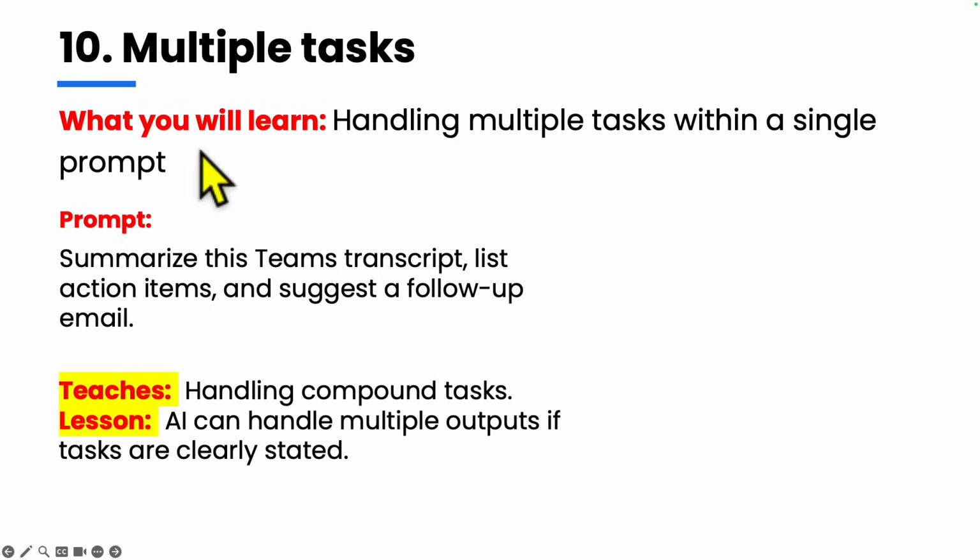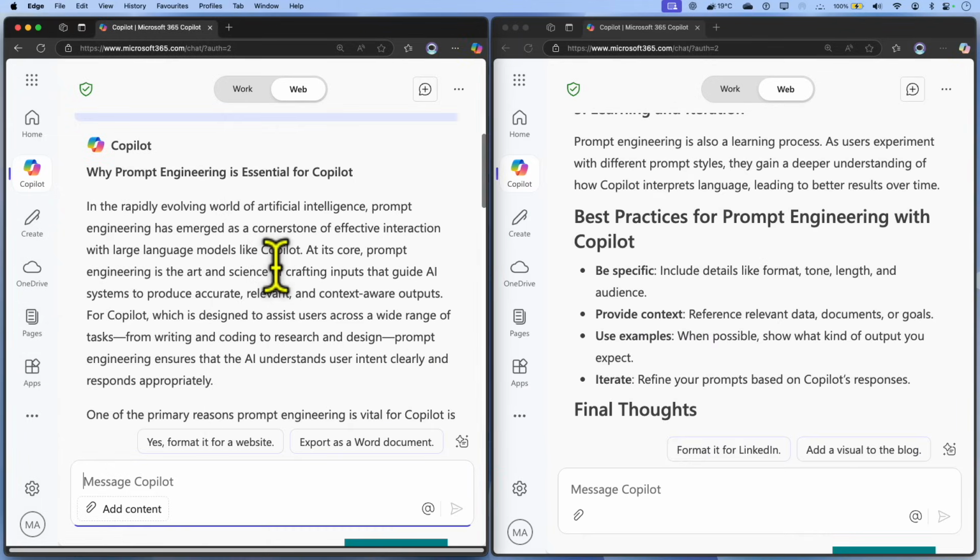The prompt here is: summarize this Teams transcript, list action items, and suggest a follow-up email. Based on whatever you provide here, it could be a Teams transcript, a meeting, whatever you had before, or a document which you upload or text you give, it is going to extract 2 or 3 things. One, you want a list of actions, and next you want a suggested follow-up email as well. So you're incorporating 2 or 3 actions into a single prompt. Let's copy that prompt and go back to our Copilot.